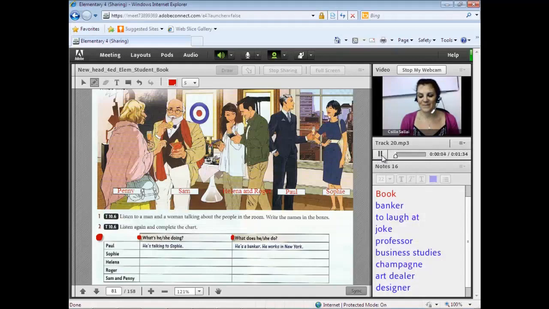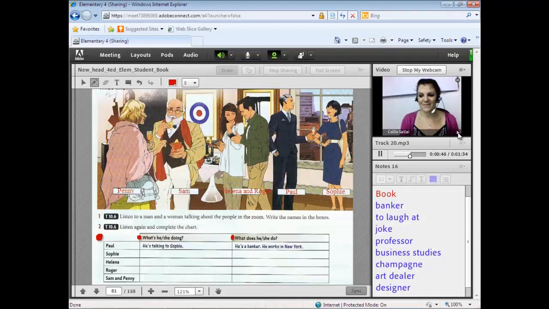Who's who? Oh dear, I don't know anybody. Who are they all? Don't worry, they're all very nice. I'll tell you who everybody is. Can you see that man over there? The man near the window? Yes, that's Paul. He's talking to Sophie. He's a banker, very rich and very funny. He works in New York. Wow, so he's Paul. Okay. And that's Sophie next to him? Yes, she's laughing at Paul's jokes. She's lovely. She's a professor at Bristol University. She teaches business studies. And who's that woman on the left?